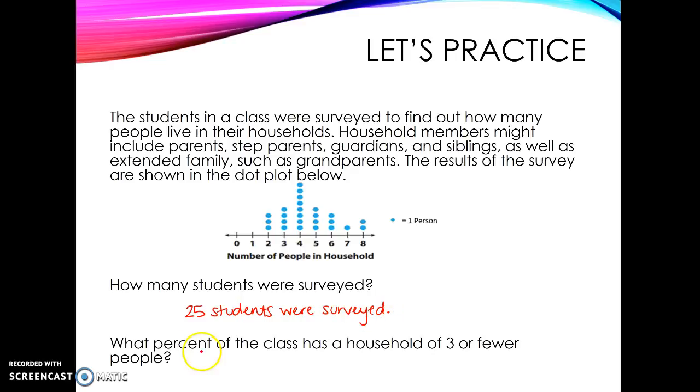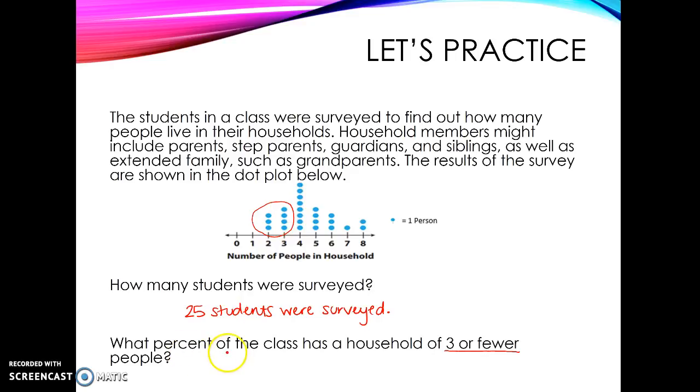All right, and then it says, what percent of the class has a household of 3 or fewer people? So we're looking for 3 or fewer. Can it be 3 people? Yes. Can it be 4? No, because 4 is more than. We're looking at fewer, so fewer means less than. So we're looking at anything over here to the left of 3 and including 3.